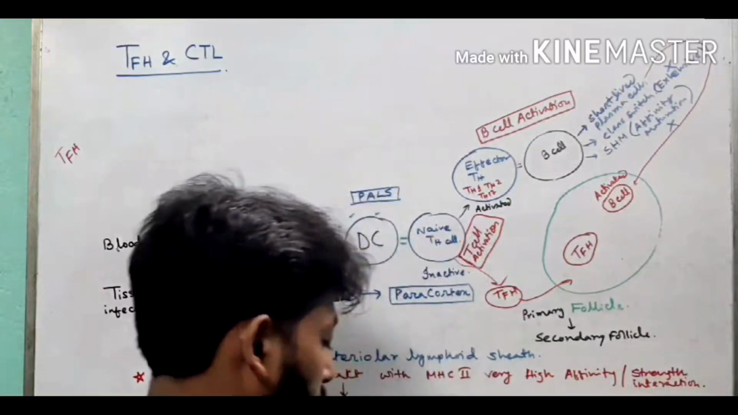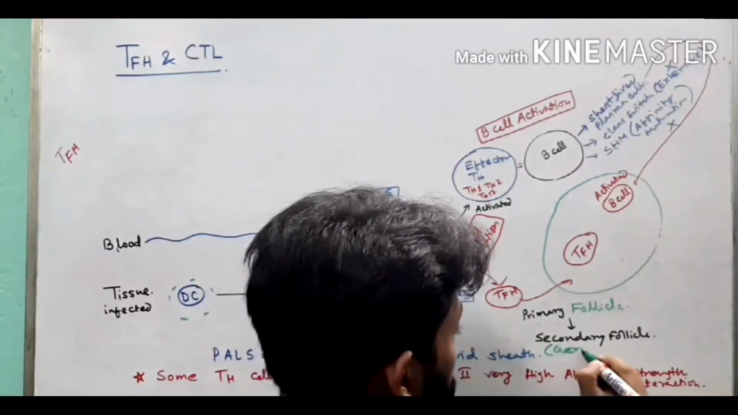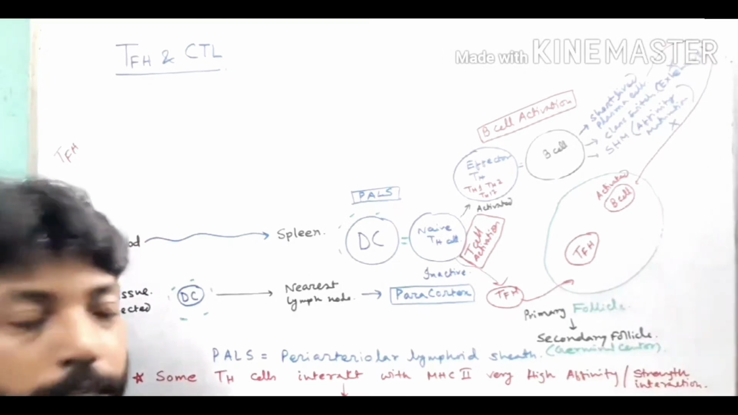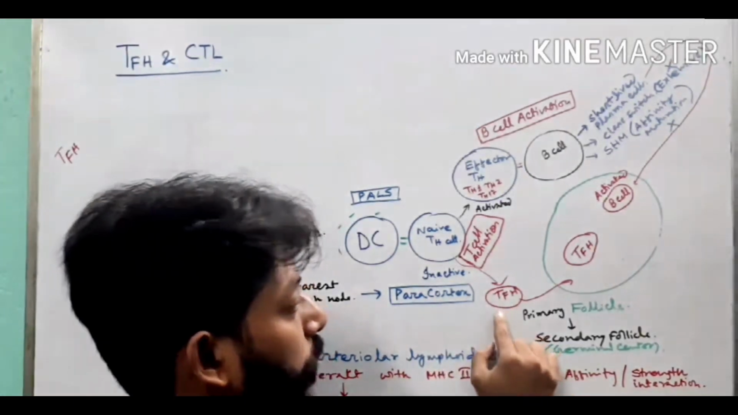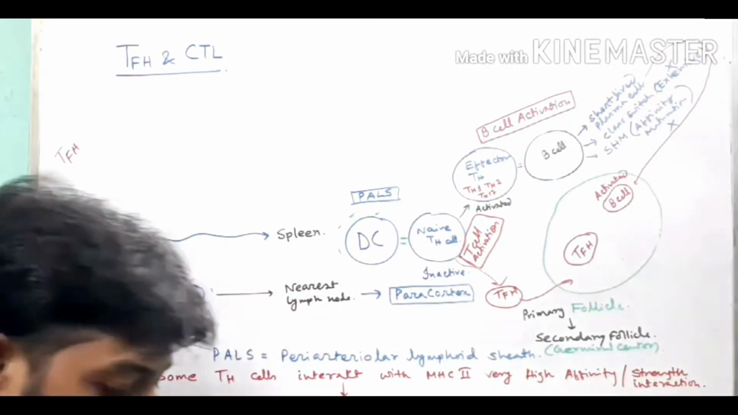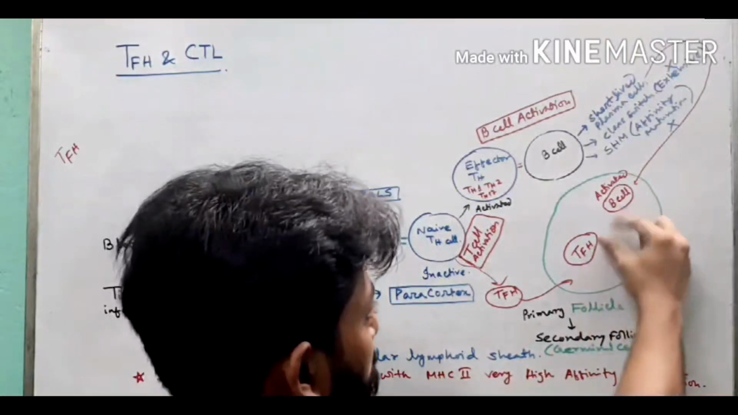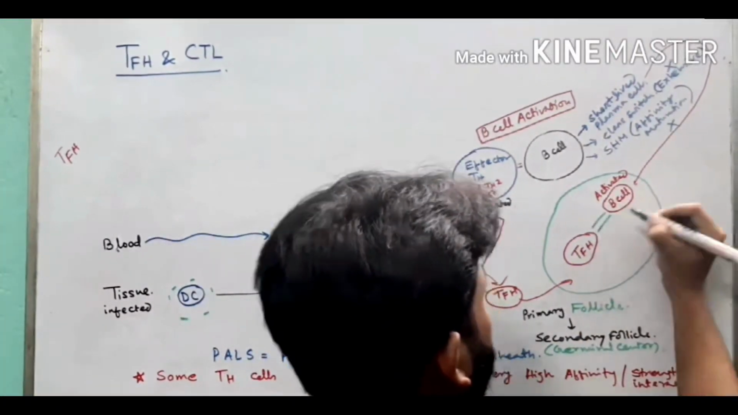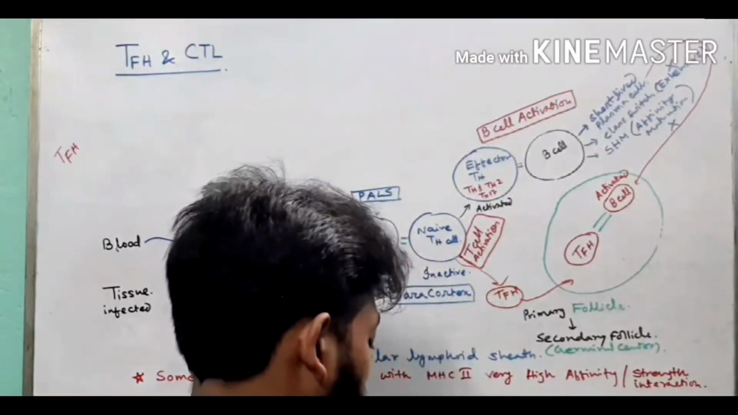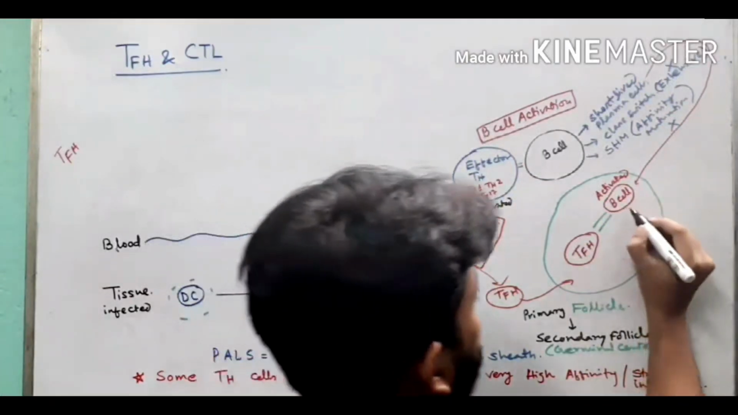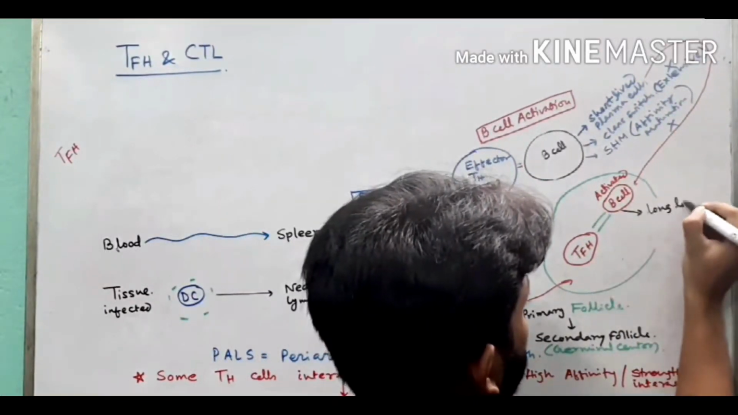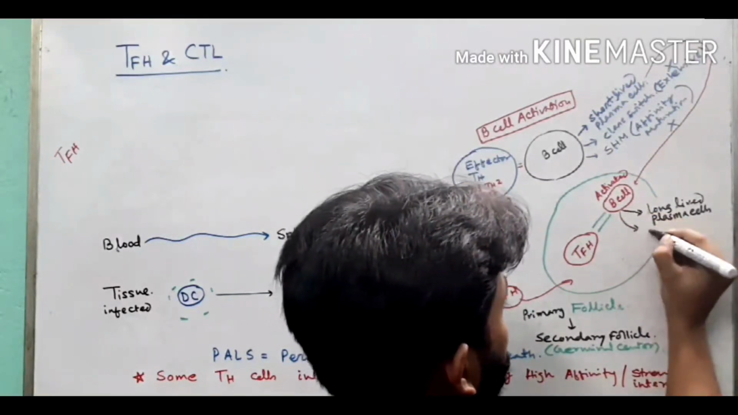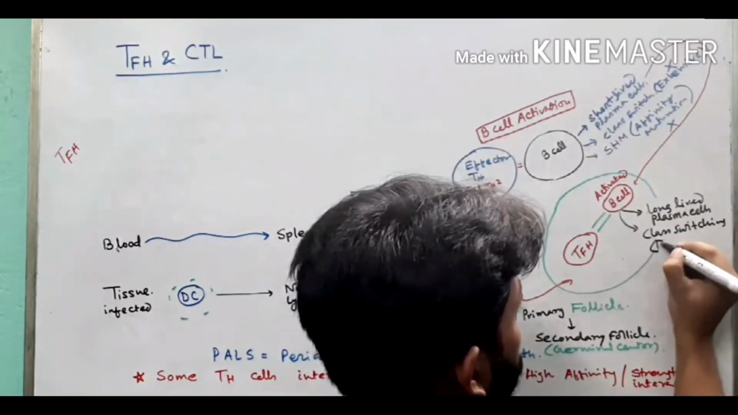And the secondary follicle is known as the germinal center. Three important things occur in the germinal center with the help of the T follicular helper cell. If these two cells interact with each other, then three things occur. That is, this B cell becomes a long-lived plasma cell. Then the third thing is class switching occurs, but now it is extensive.